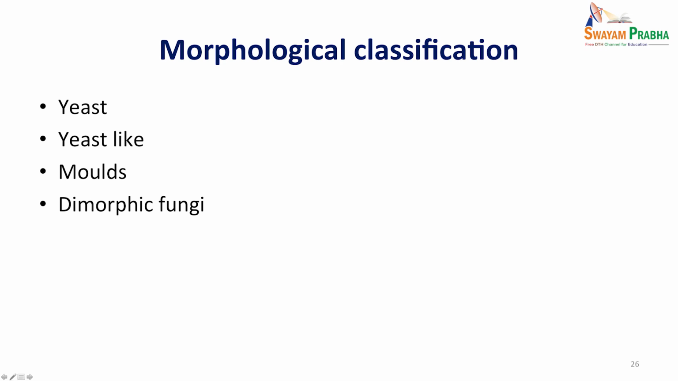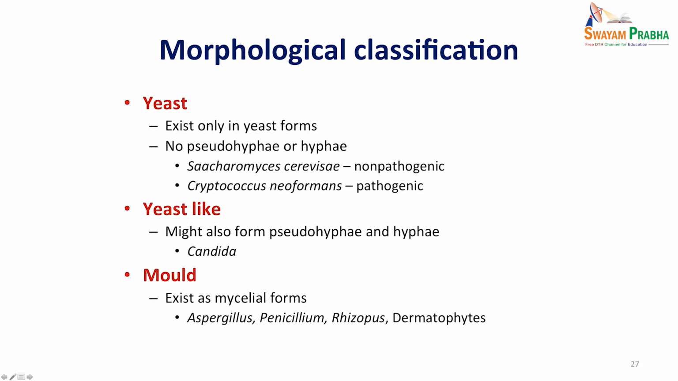As far as the morphological classification is concerned, fungi could be either yeast, yeast-like, molds or dimorphic fungi. Now, what do we understand? Yeast, I have told you earlier also, what is it? It is a unicellular form of the fungus, and when there are no pseudohyphae or hyphae, then it is known as a true yeast, and such a fungus is Cryptococcus neoformans. Yeast-like it is called when there are pseudohyphae and hyphae. This is seen in Candida species.